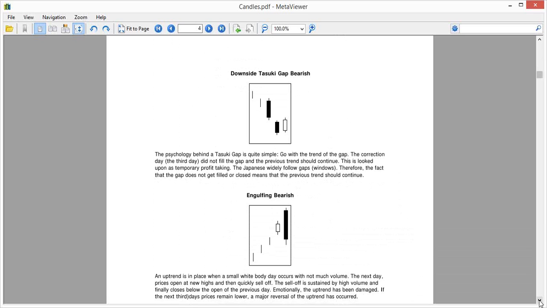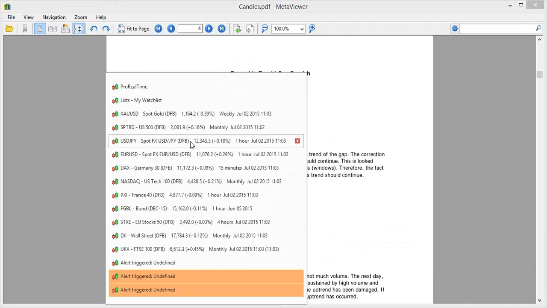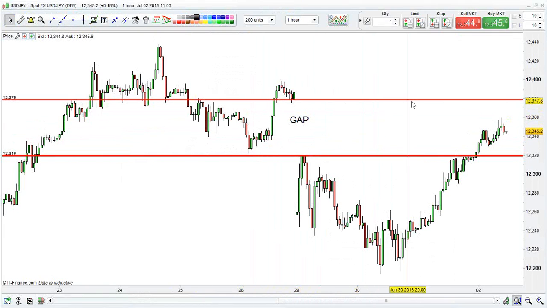The Japanese followed gaps, or windows as they used to call them. Therefore, the fact that the gap does not get filled or closed means that the previous trend should continue. See the gap here? And it did not get closed. And as we can see on our USD JPY, this was Monday morning trading, and the gap is still there on a Thursday.